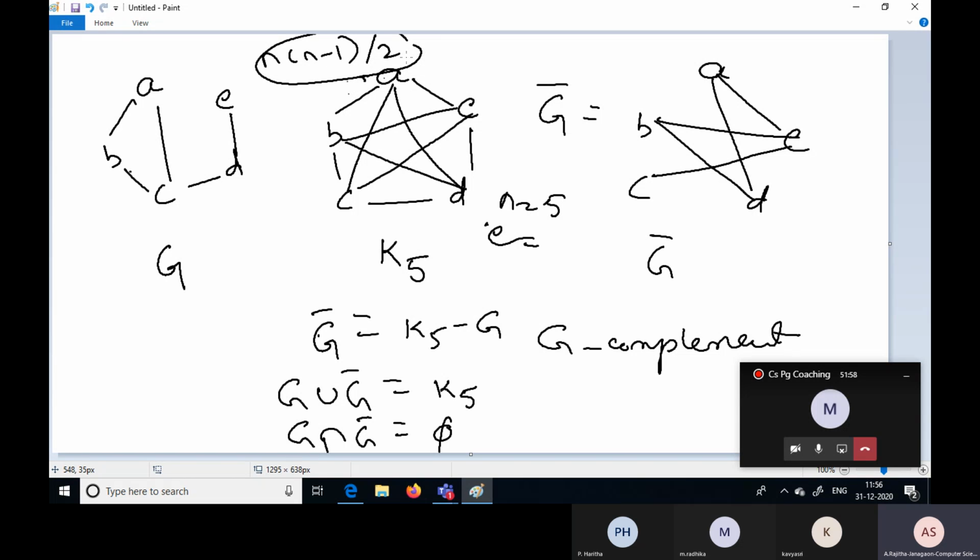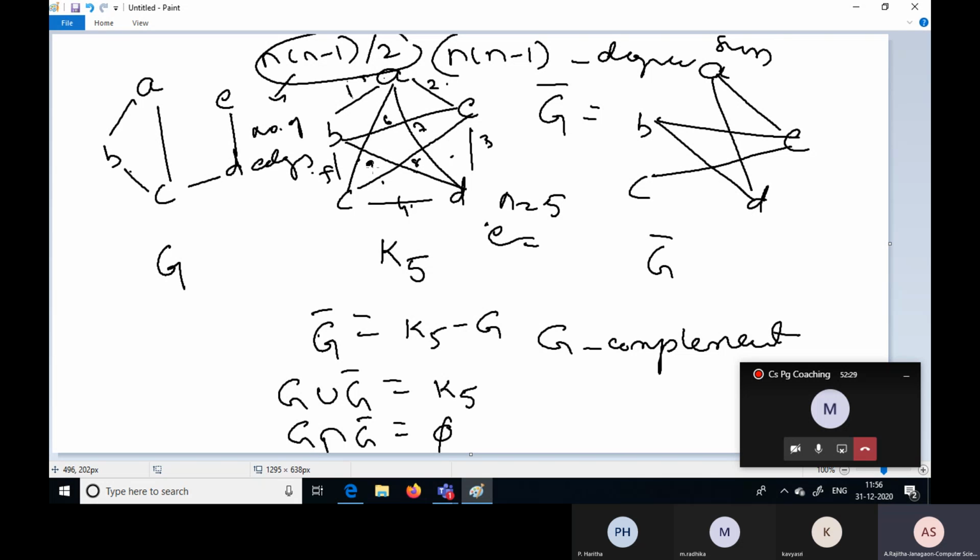n into n minus 1 divided by 2, isn't it? That means the degree sum of this is n into n minus 1. So this is the degree sum, and this is the number of edges. Otherwise you can count: 1, 2, 3, 4, 5, 6, 7, 8, 9, 10. n into n minus 1 by 2.